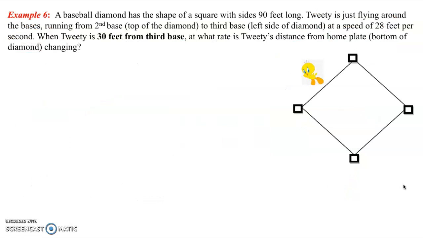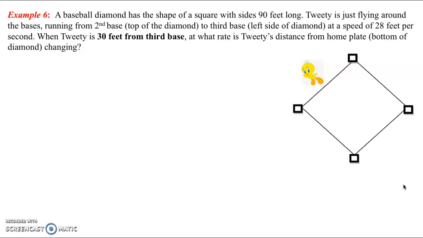Let's look at the last example in the packet. Example 6 says a baseball diamond has the shape of a square with sides 90 feet long. Tweety is just flying around the bases, running from second base, top of the diamond, to third base, which is the left side of the diamond, at the speed of 28 feet per second. When Tweety is 30 feet from third base, at what rate is Tweety's distance from home plate, the bottom of the diamond, changing?